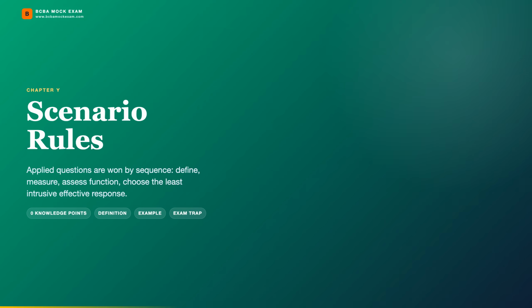Scenario rules. Applied questions are not asking what sounds helpful in general. They are asking for the next defensible step from the data, risk, function, ethics, and supervision context. For each scenario, notice the tempting move first. Then choose the answer that a careful BCBA could document.